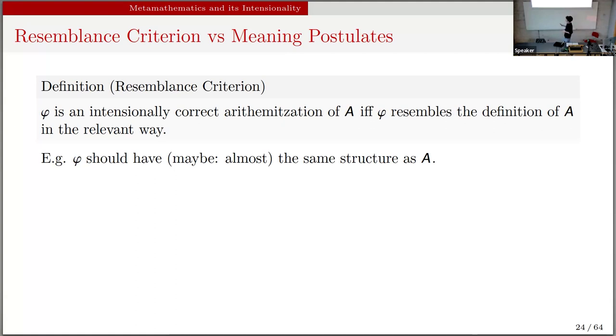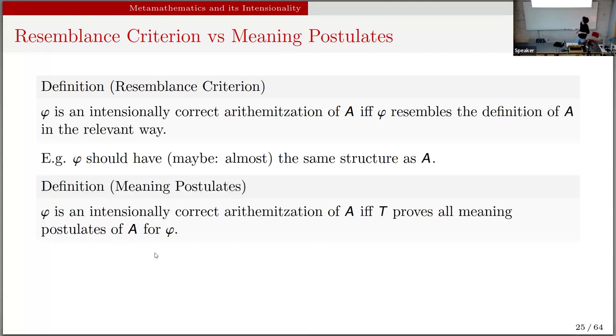So although this principle is very intuitive, we cannot do much with it. And so people try to come up with another notion of being intensionally correct, and it is the meaning postulates. So phi is an intensionally correct arithmetization of A if and only if T, which is a theory, proves all meaning postulates of A for phi. So what it means here is that instead of trying to get this thing with resemblance, we're just going to set some conditions that a certain structure, a certain formula, must have. Again, for example, if phi is a probability predicate, we just fix some conditions that you should be able to derive for phi to be a probability predicate.